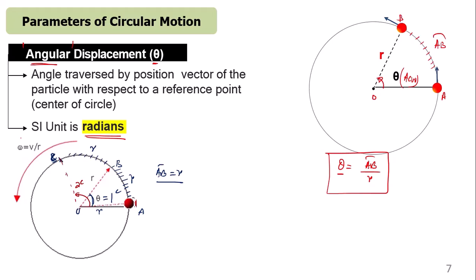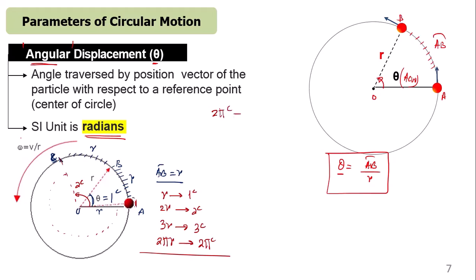Okay, like this way, if I rotate this point and ultimately come back to this point, what I can say, if I move by a distance of R, then the angle is 1 radian. If I move by a distance of 2R, then it is 2 radian. If I move by 3R, then it is 3 radian. Like this way, if I move by 2 pi R, then the angle is 2 pi radian. So 2 pi radian is nothing but equal to 360 degree. That is, pi radian is equal to 180 degree, or you can say 1 radian equals 180 by pi degree.